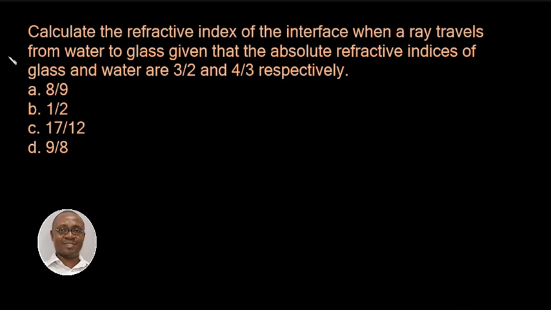This is JAMB Physics 2017 and the question goes thus. Calculate the refractive index of the interface when a ray travels from water to glass given that the absolute refractive indices of glass and water are 3/2 and 4/3 respectively.